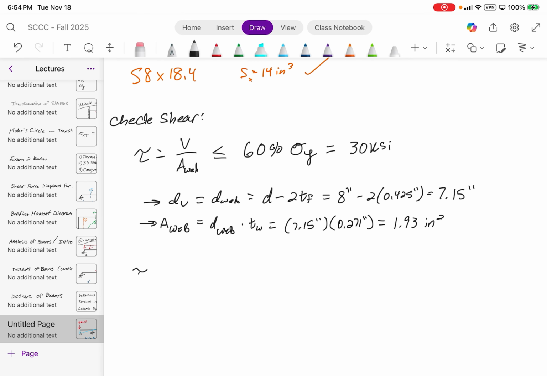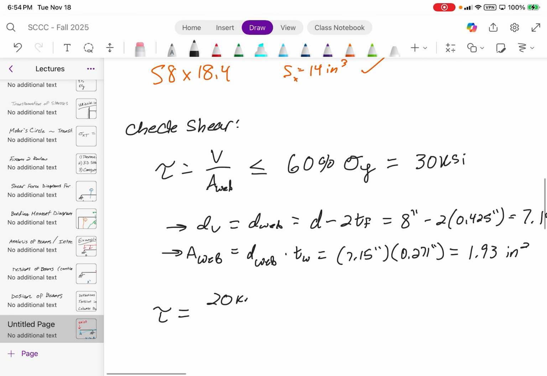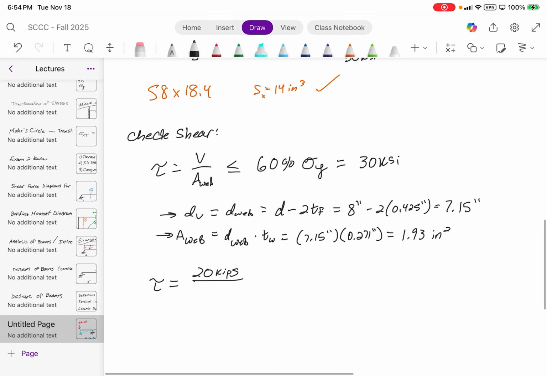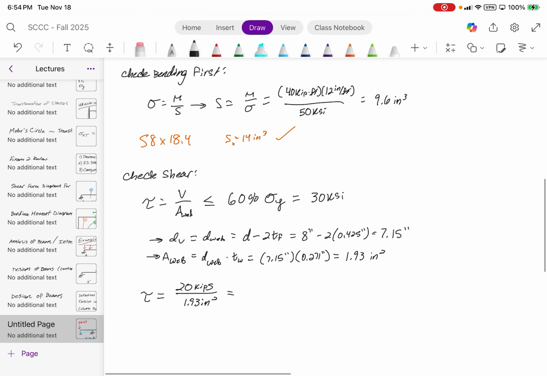From here, just plug in. The design shear force was 20 kips. Divide this by the area of the web, 1.93 inches squared. And what do we end up getting? Obviously, it's smaller than 30, so it's clear we're good. But what do we get for the value? You got it? Yeah. All right.